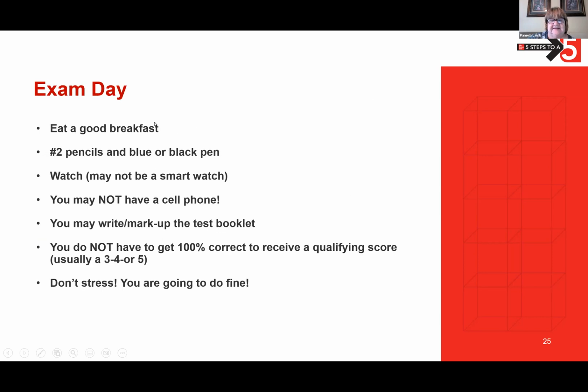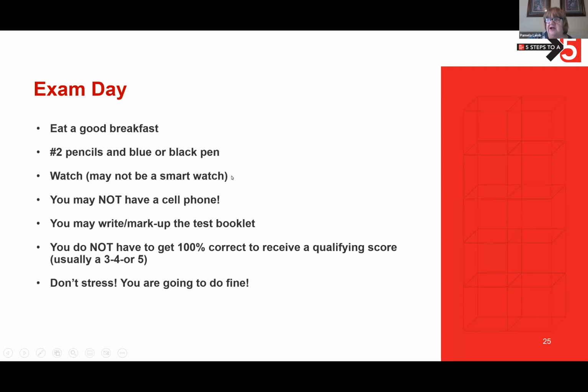On exam day, eat a good breakfast. You will need to take pencils, number 2 pencils, blue or black pens. Some schools provide those for students. Others require you to bring your own. Find out what your school does.